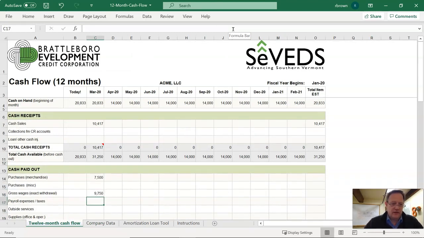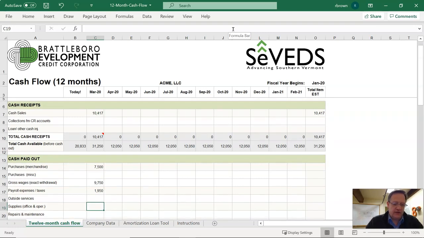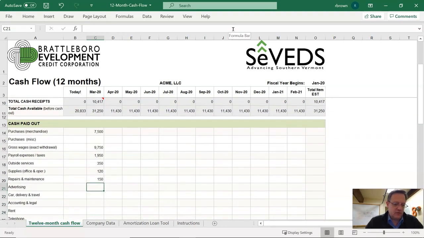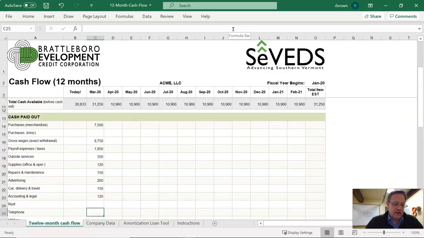Payroll expenses and other things, again, this is not terribly scientific, but I'm going to just take 20% of the gross wages. Great, okay. Outside services, so at the beginning of the month, some contracted work was done, supplies, typically $120 a month, and general supplies, repairs and maintenance in the budget that was done last fall. $150 a month was budgeted for repairs and maintenance. Advertising, the company was doing about $200 a month in advertising, $150 in mileage, accounting and legal, QuickBooks Online, rent.